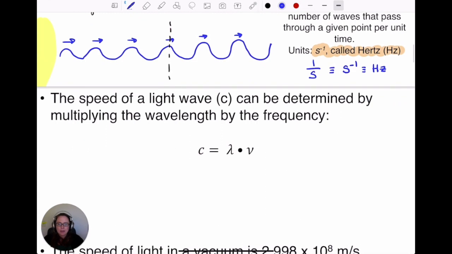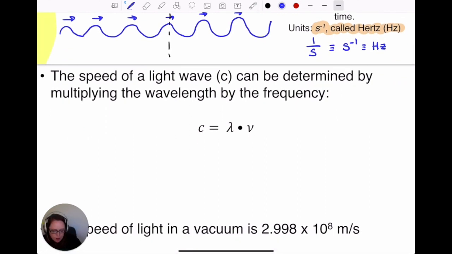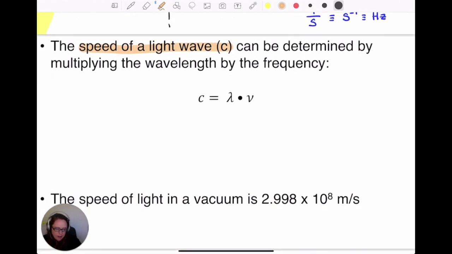So the speed of a light wave, which is always abbreviated c, can be determined by multiplying the wavelength by the frequency. So if we take lambda times nu, that's equal to c. We can go through and check with our units to make sure that this makes sense.